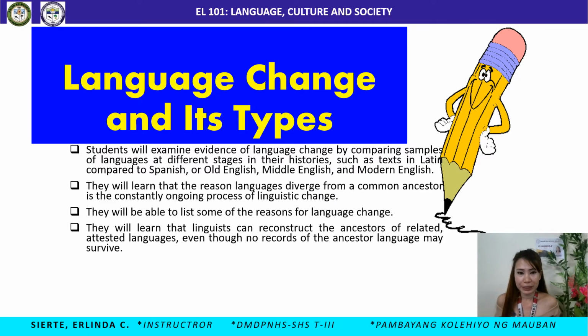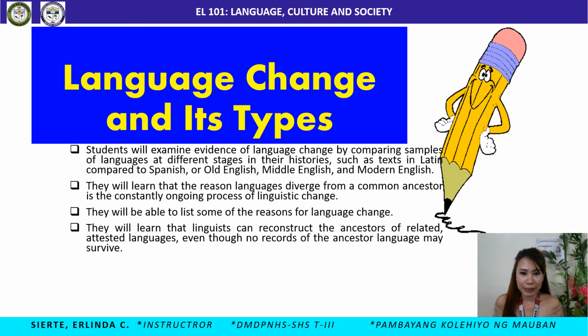First, students will examine evidence of language change by comparing examples of languages at different stages in their histories, such as text in Latin compared to Spanish or Old English, Middle English, and Modern English. Next, they will learn that the reason languages diverge from a common ancestor is the constantly ongoing process of linguistic change. Next, they will be able to list some of the reasons for language change.